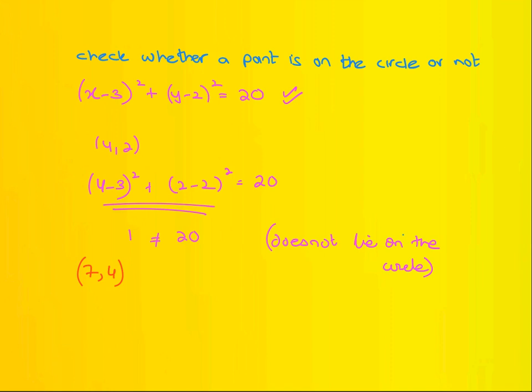Now let's check for this point 7, 4. Approach is the same. Plug in x as 7, that's 7 minus 3 whole square plus 4 minus 2 whole square equals 20. Now 7 minus 3 is 4, that's 4 square plus 2 square equals 20. 4 square is 16, 2 square is 4, so 16 plus 4 is 20. Now this is what we call a true statement because 20 is equal to 20, which implies it does lie on the circle.